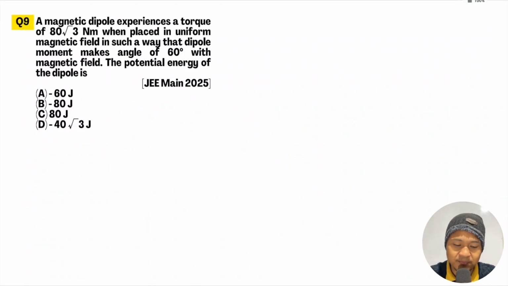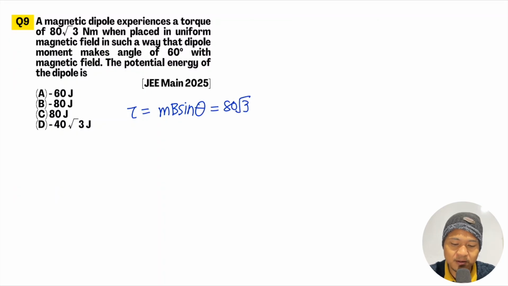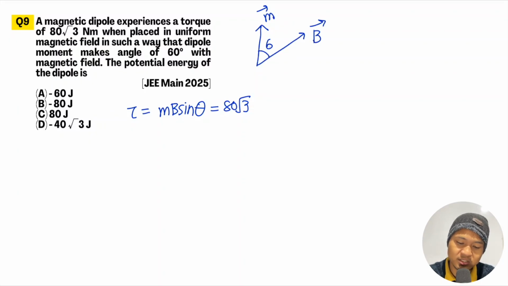Let's solve a question. A magnetic dipole experiences a torque of MB sin theta, which is 80 root 3, when placed in a uniform magnetic field in such a way that the dipole makes an angle of 60 with the magnetic field. So the angle between M and B is 60.